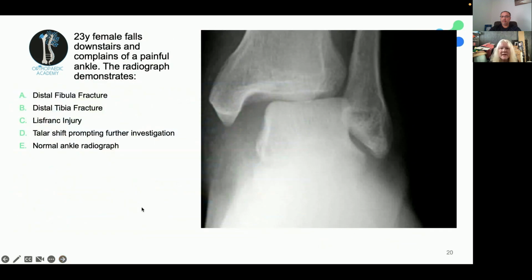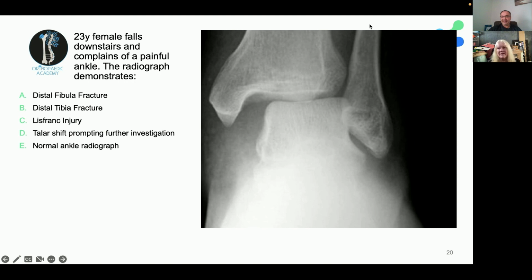Okay, so here's the first question. I've got this x-ray here. We've got a 23-year-old female who falls down the stairs and complains of a painful ankle. So your x-ray shows, and you've got some options: a fibula fracture, a tibia fracture, a Lisfranc injury, talar shift prompting further investigation, or is it a normal x-ray? So what we're looking at is an x-ray of the ankle.